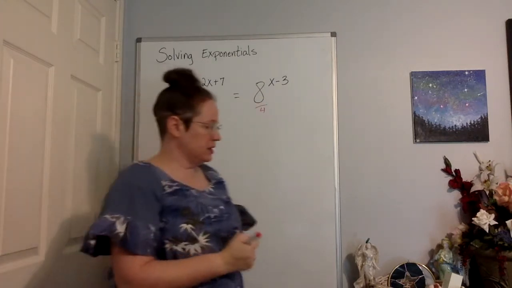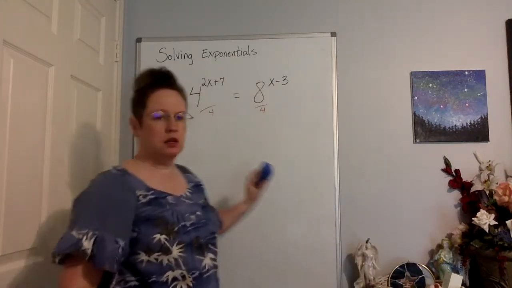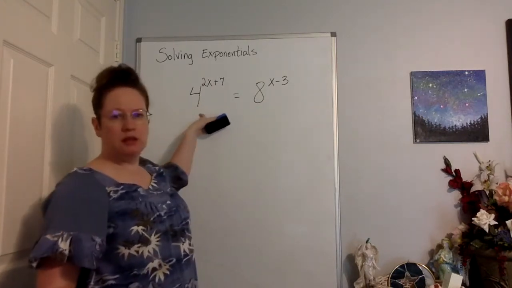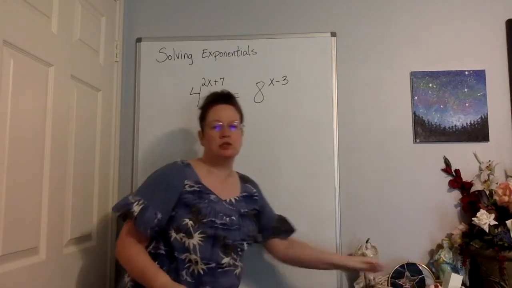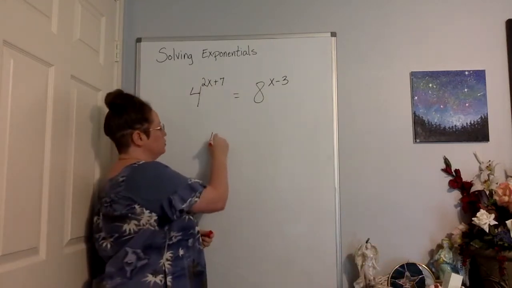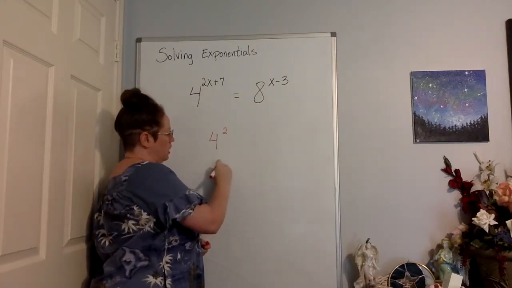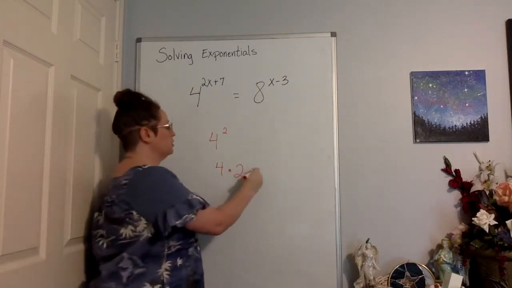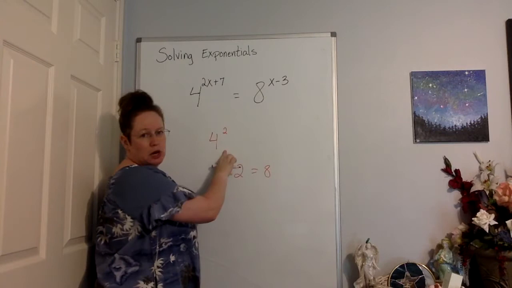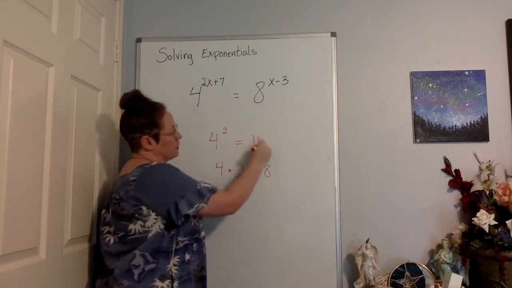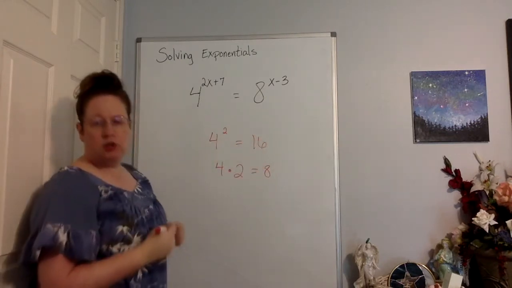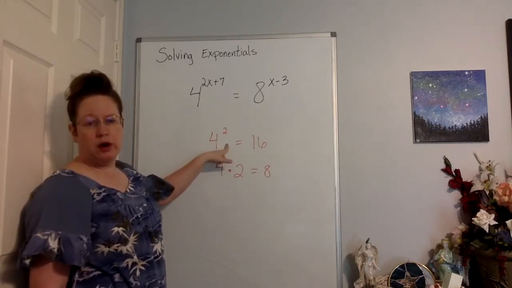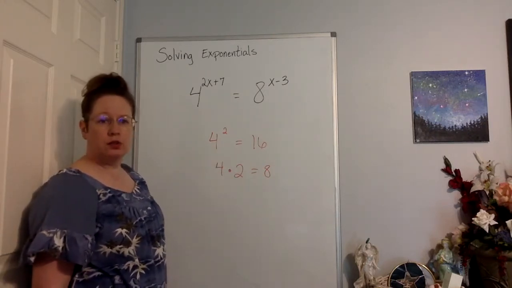Division is the opposite operation from what? Multiplication. These aren't multiplying. This is 4 to a power. So what's the difference between 4 squared and 4 times 2? 4 times 2 is 8. What's 4 squared? 16.